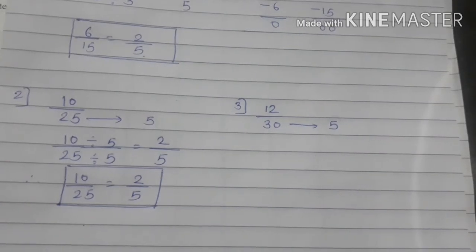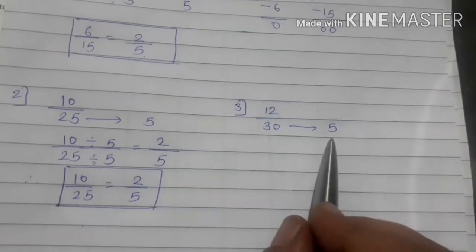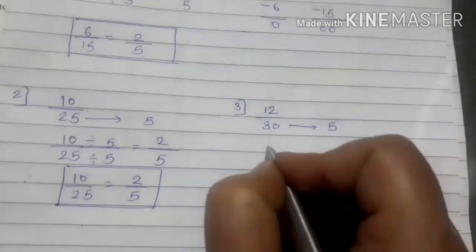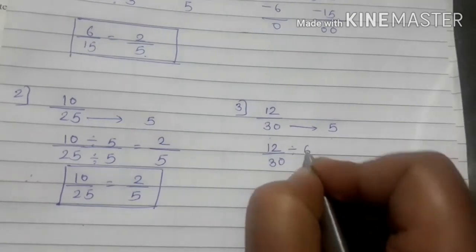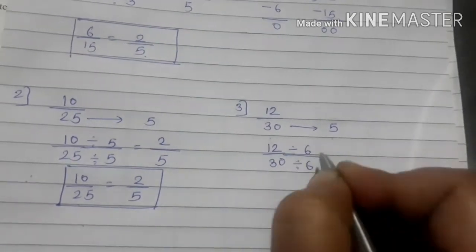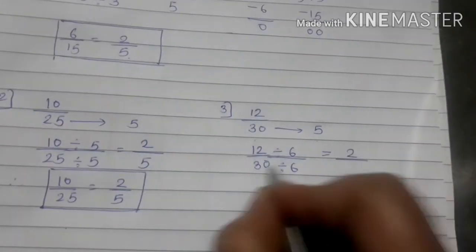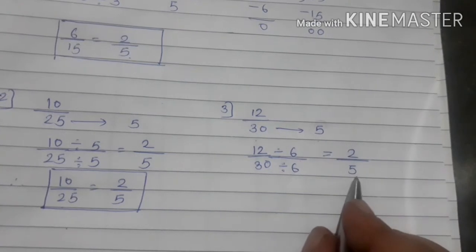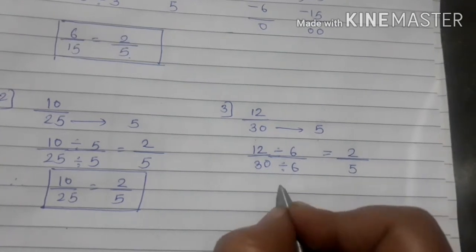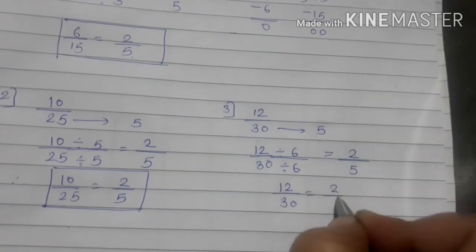So we get the answer 6. So we can't divide by 5. Then if we divide by 6, yes, 6 5s are 30. So we get the answer 5. So for this fraction I am going to divide both numerator and denominator by 6. As we do this division, 6 2s are 12 and 6 5s are 30. So we get the denominator 5. So 12 upon 30 is equal to 2 upon 5.